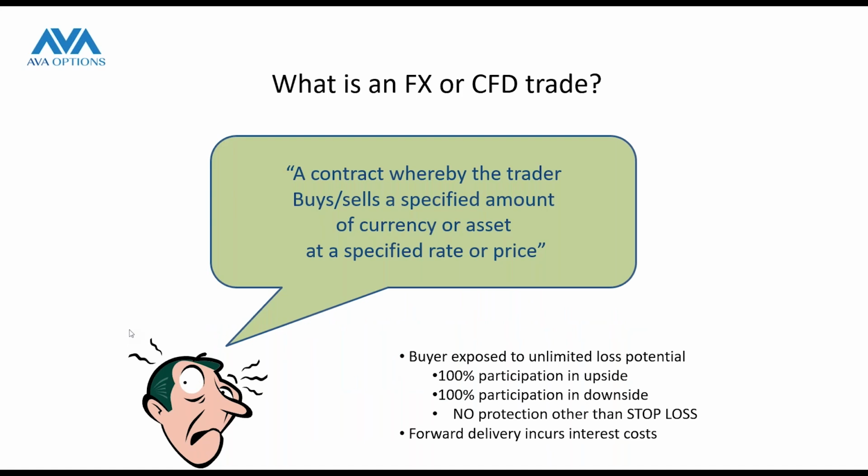Well, before we talk about an option, let's go to the underlying trade. What is an FX or a CFD trade? A CFD being contract for differences. These are the basic assets that you're trading with AvaTrade and with other online margin trading brokers. An FX trade or a CFD is a contract where the trader buys or sells a specific amount of currency or asset at a specific rate. 100% upside, 100% downside until you hit your stop loss or until you have a margin call.